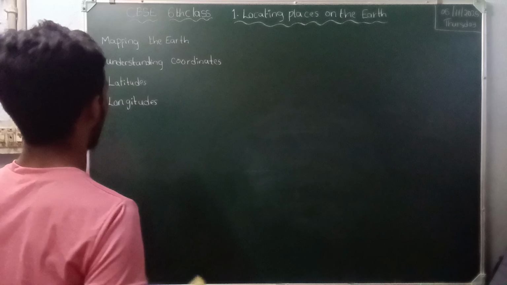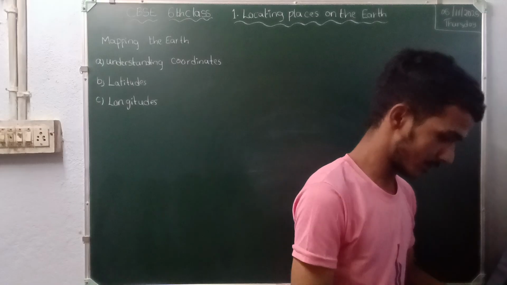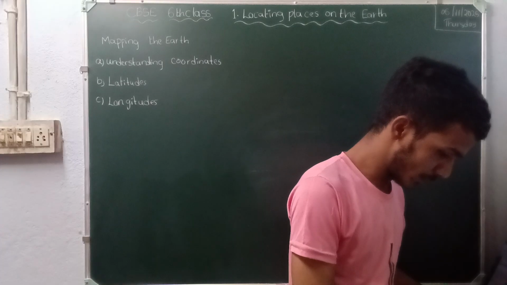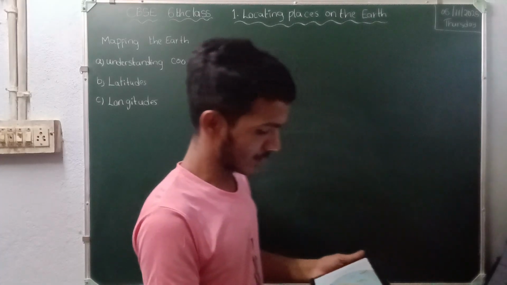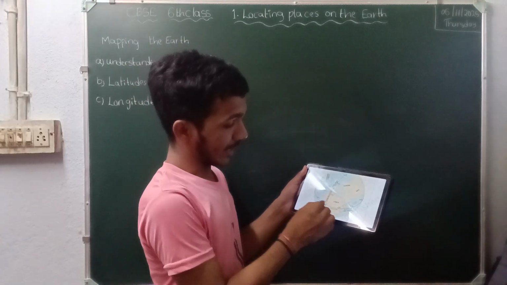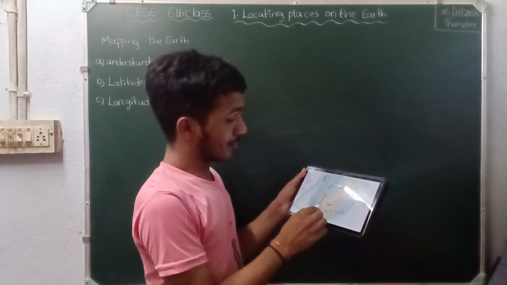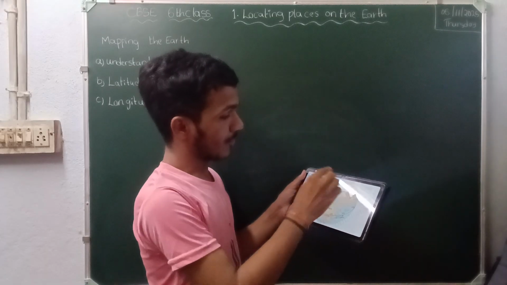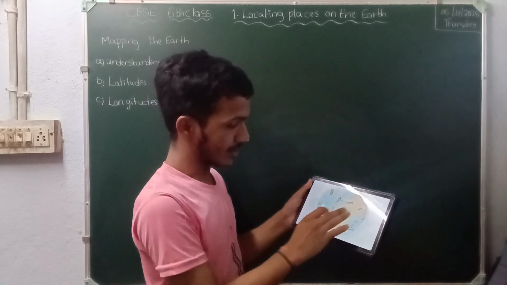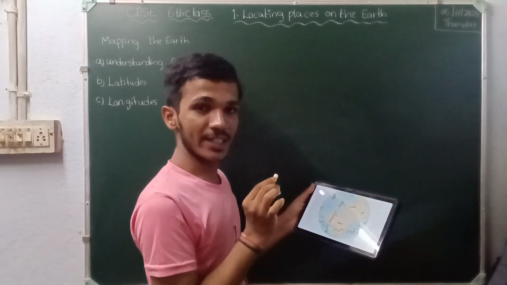Now we move to the concept of latitudes. What are latitudes? Here we again move to the globe. Here the latitudes start with the equator. It is the longest latitude. On the globe we have the North Pole, the South Pole, and the equator, which is the longest latitude.